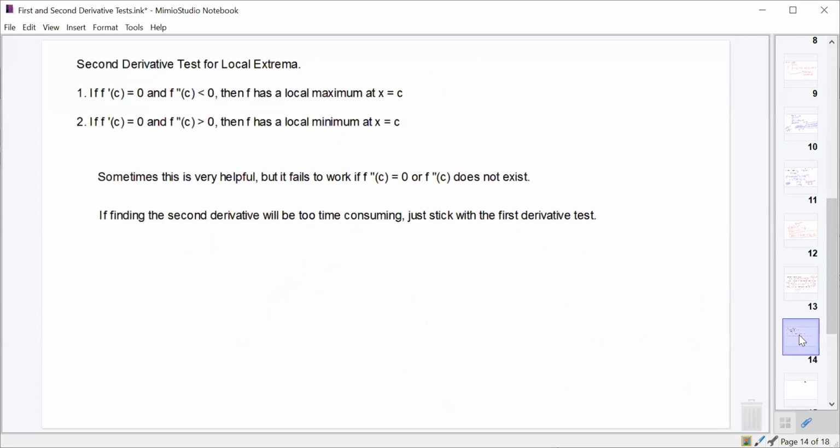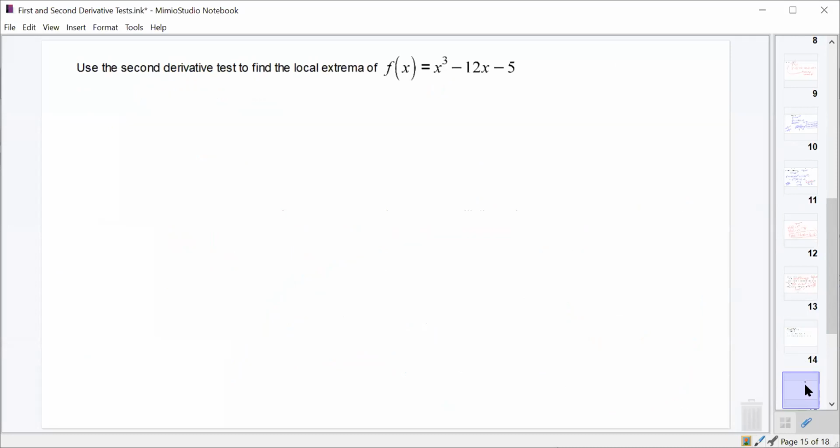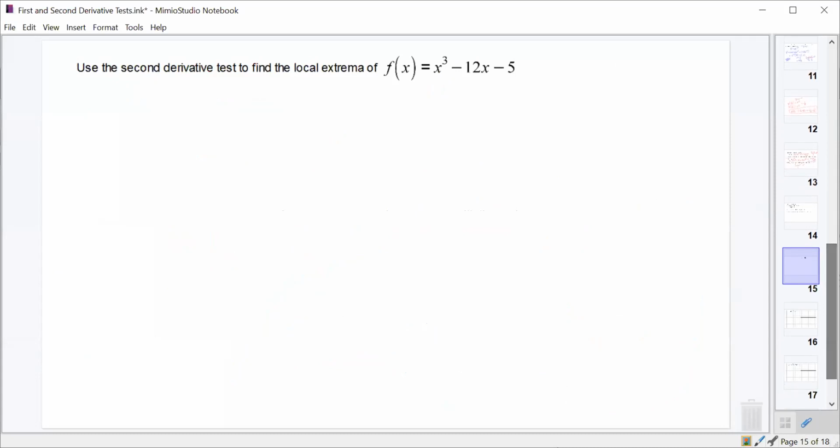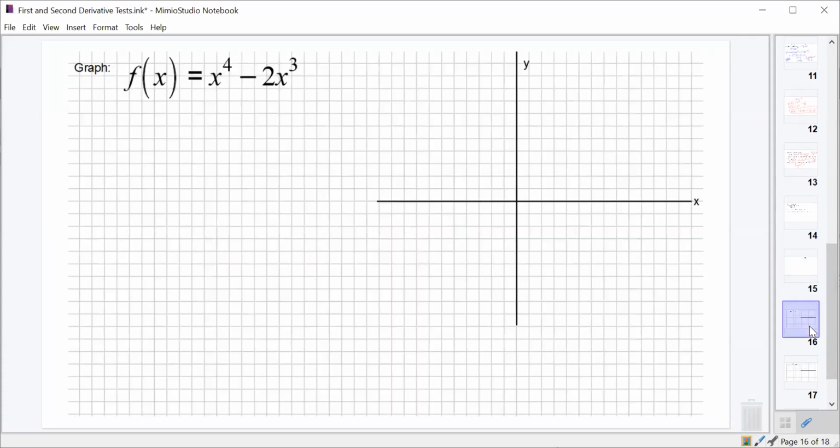Okay, so let's go back here to, oh, look at that. That's the one that we just did. Should have done that on this page, I guess. Oh, well. But yeah, that's the one we just did, x cubed minus 12x minus 5. Well, probably don't need to do that again.